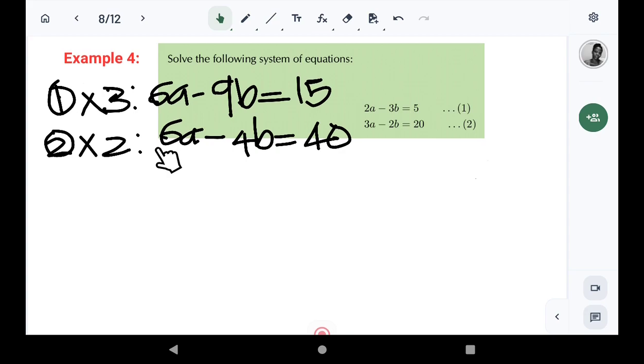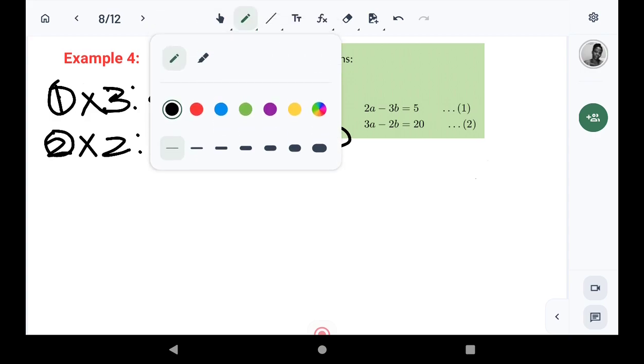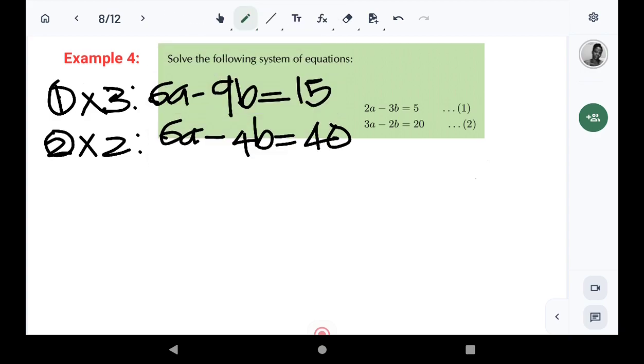And now you subtract the second one from the first one. Why? So that we can eliminate this 6a or this a, and we're left with the rest of the equation. Hence the process of elimination, or the method of elimination.